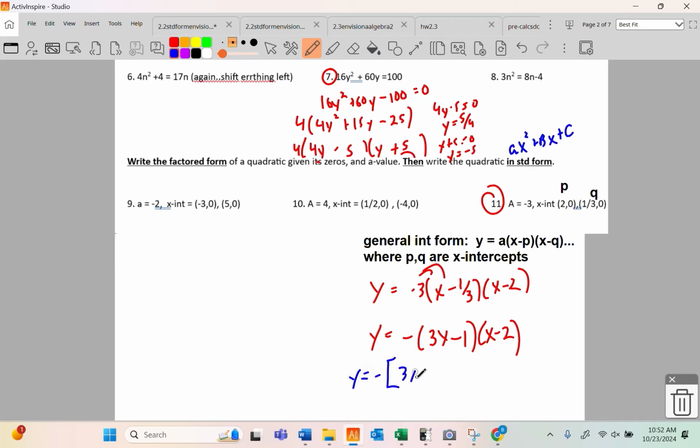3x times x is 3x squared. 3x times -2 is -6x. -1 times x is -x. And then plus 2. What we actually have in here is a -7x, right? Now we're going to distribute the negative. Y equals -3x squared plus 7x minus 2.